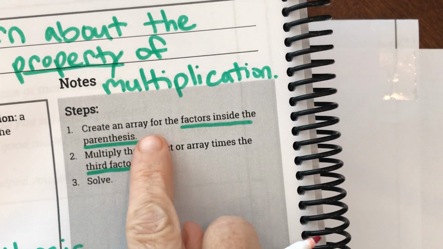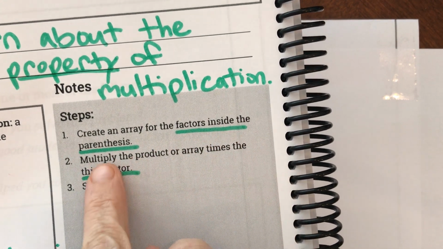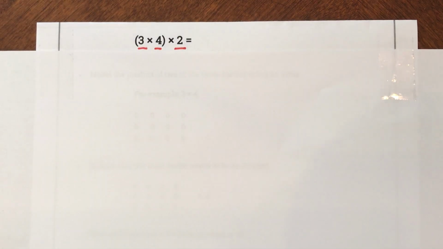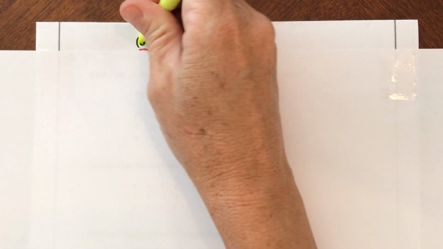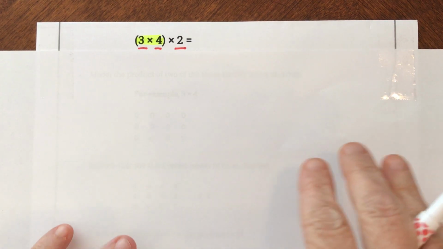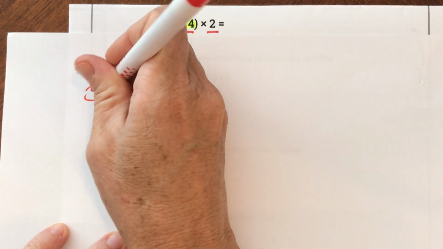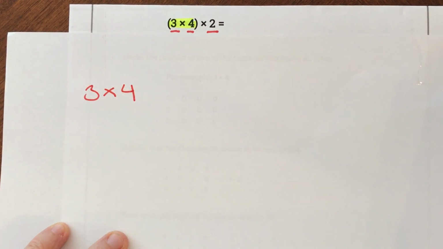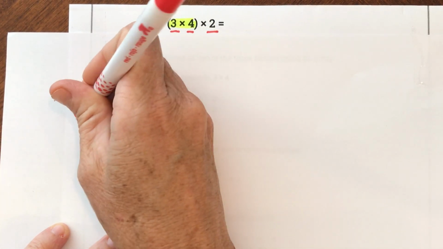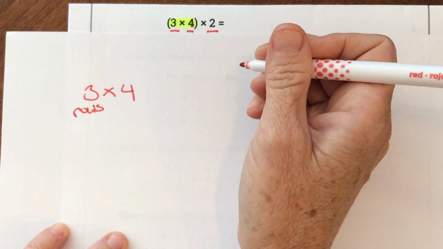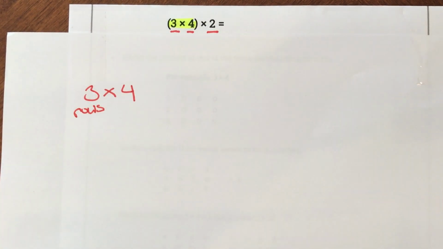Okay, so what do my steps tell me to do? Create an array for the factors inside the parentheses. So they just want me to solve 3 times 4. Okay, so I'm going to come over here and solve that. So what do I know about 3 times 4? I know 3 times 4 means 3 rows of 4. That's what I know it means. 3 rows of 4, right?